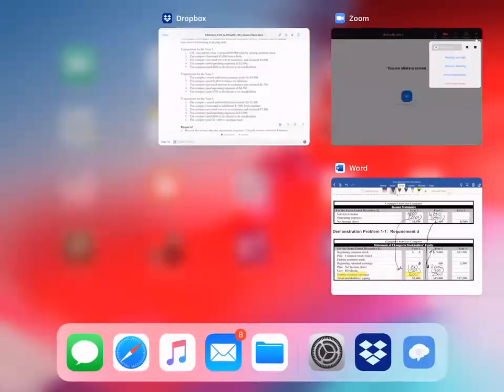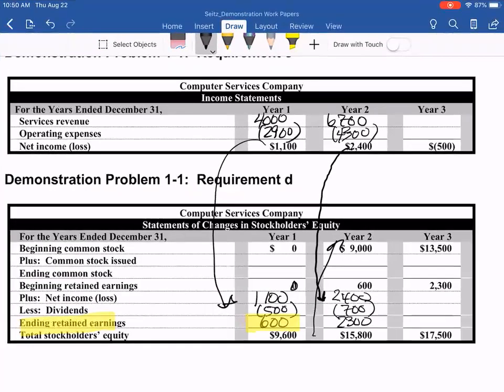Okay, sorry for the delay here. I wanted to point out that I put the wrong arrow here. Let me erase that. That doesn't necessarily go there. Your ending retained earnings is your beginning retained earnings. That's right there. So I apologize for that. And then that number goes right here. I haven't discussed the stockholders' equity or the common stock issued and ending common stock, so I'll do that after I'm done here.